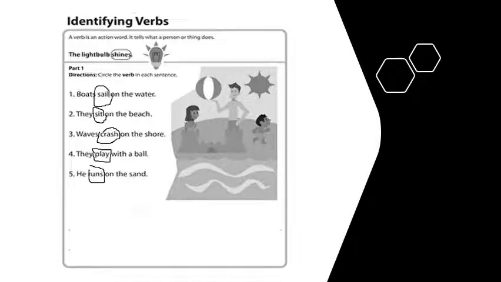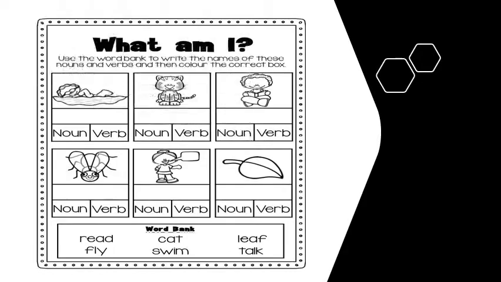Good, children. Now, next. What am I? Use the word bank. What do you have to do? These are the words. Can you see? These are the pictures. And here, there is a word. To write the names of these nouns and verbs and then color the correct one. Now, can you see? This is the word bank. Now, I'll read it for you. What is the first word? Read. What is this?